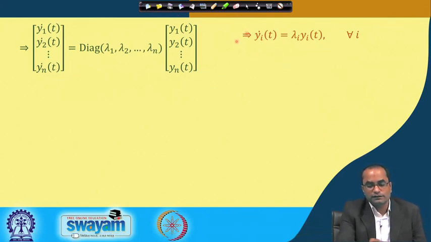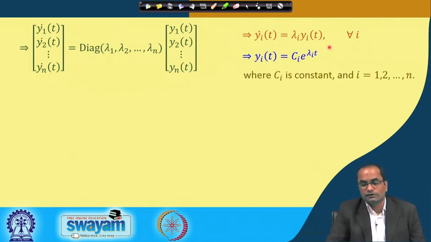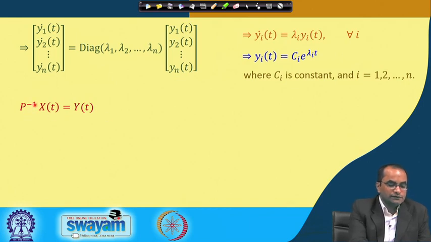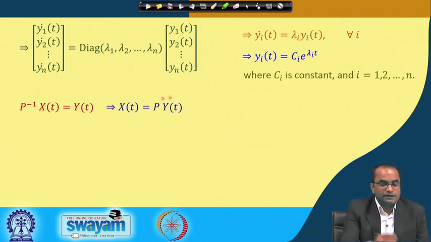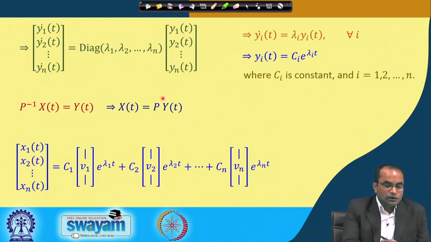So, we will solve each equation here. The solution will be y_i(t) is equal to c_i e^(lambda_i t). So, the c_i's are the constants of integration. So, what do we get? We have P inverse x(t), that was our substitution which we made for y, and now we got the vector y. So, from there we can indeed get x back, because our main variable in the given system was x, or we can write this in this expanded form.